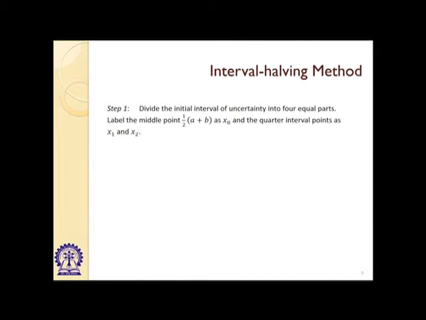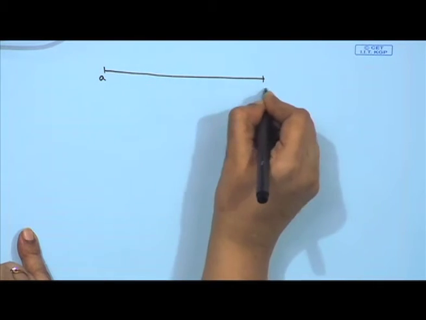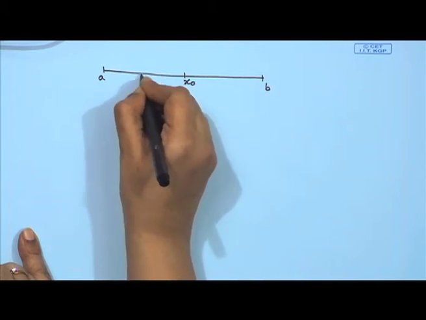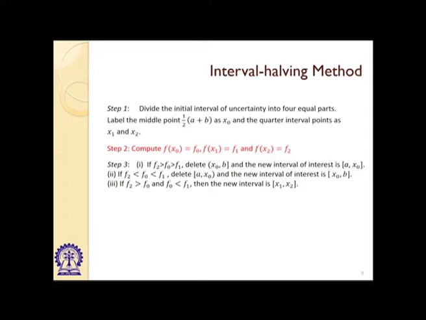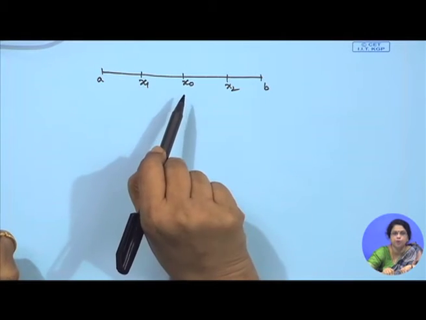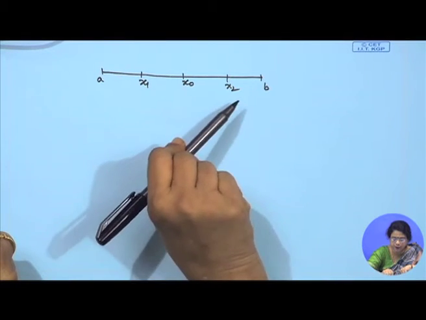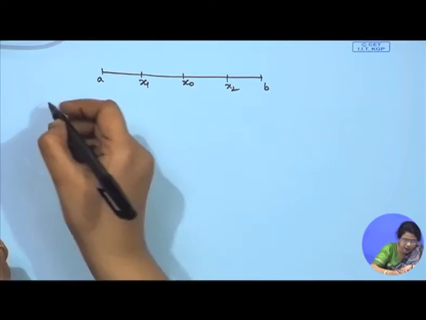After that, we consider the interval points x1 and x2 in such a way that x1 will be in between A and x0, and x2 would be from x0 to B. If I draw the interval, it will be A, x1, x0, x2, B. We can see that x0 is the middle point of AB, x1 is the middle point of A and x0, and x2 is the middle point of x0 and B. Just look at the methodology we have written here.